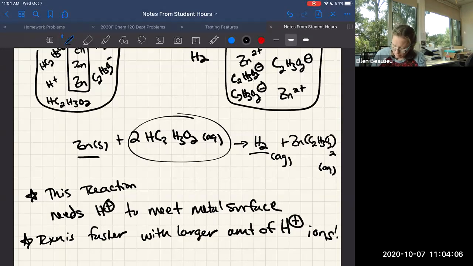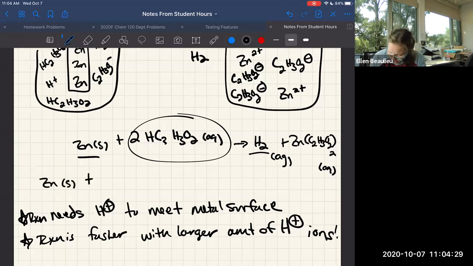I forgot to write the NIE for the reaction above. Sorry, I'm getting ahead of myself or behind myself, whatever you want to say. If you'll notice, I underlined everything that was solid, liquid, or gas, and I circled everything that was a weak electrolyte. So when I write my NIE, all of those things stay the same. They do not dissociate. The only thing that dissociates is that zinc acetate.